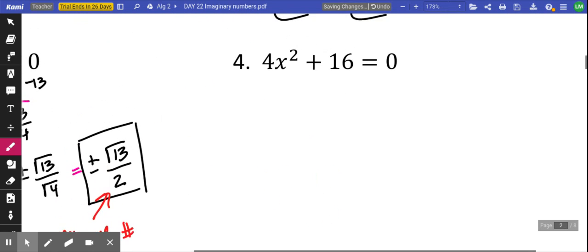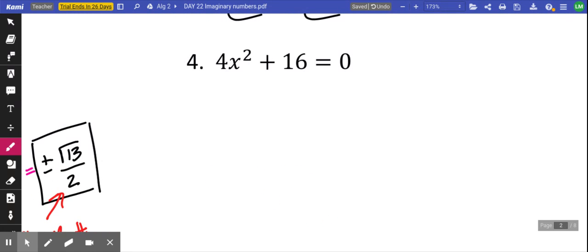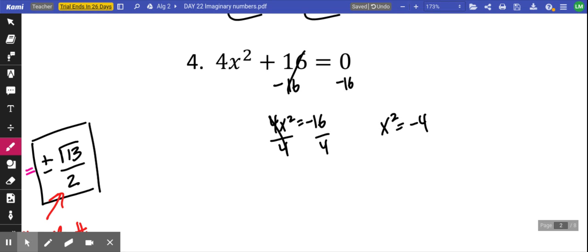Number 4. Again, just an x squared and a constant. We're getting pretty good at these, right? Subtract 16. 4x squared equals negative 16. Again, dividing by 4. I see a pattern. X squared equals negative 4. Take the square root of both sides.